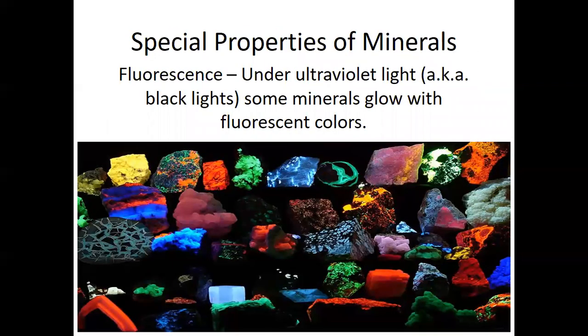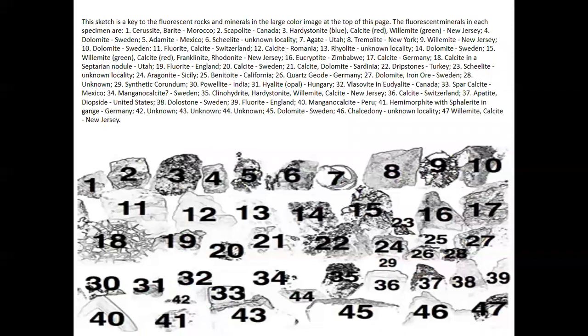There are some special properties of minerals. For example, fluorescence. Under ultraviolet light or black lights, some materials glow with fluorescent colors. These materials can come from all different places. Exotic places like Mexico or Morocco or Canada, or places people have never even heard of like Utah. They come from all over the world.